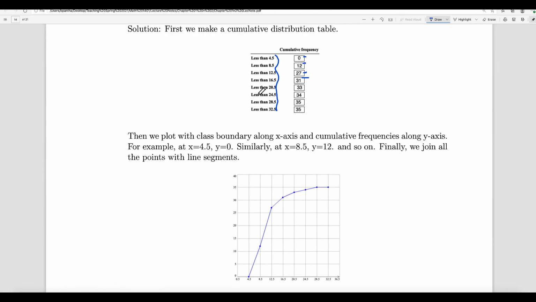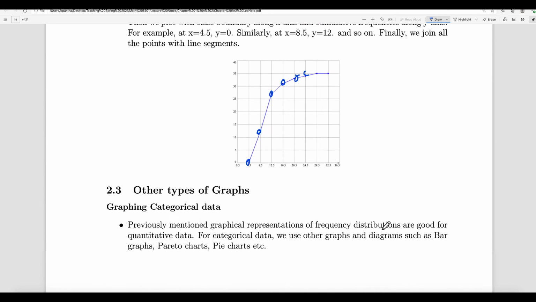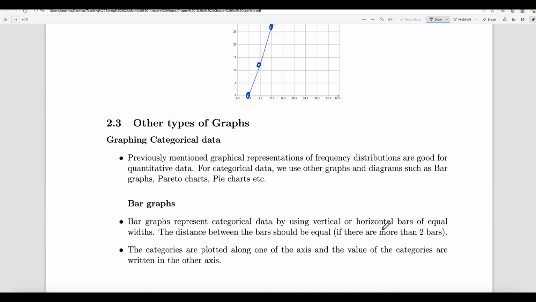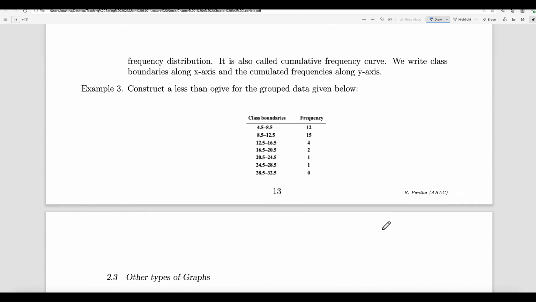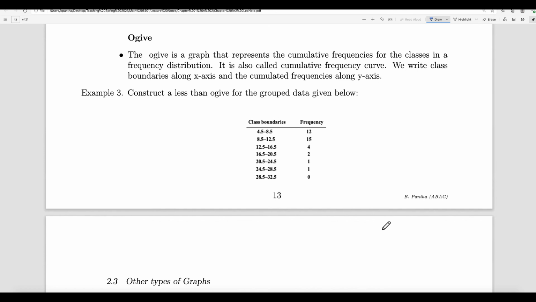Look at this. Less than 4.5 is 0, so at 4.5 it is 0. Mark this point. Less than 8.5 is 12, so at 8.5 it is 12. Mark this, and continue marking these values, and then join them. That is called the ogive. All right, ogive.